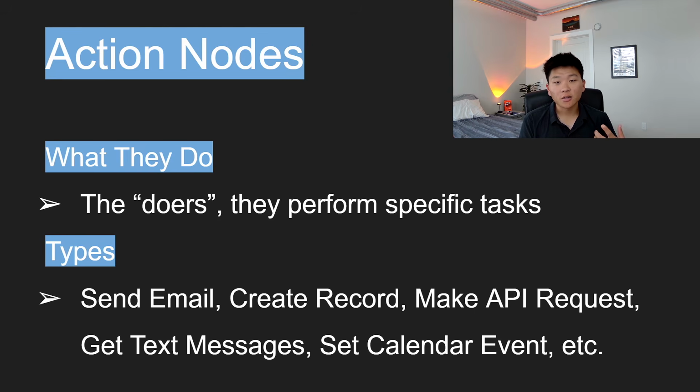Next, we've got action nodes. These are the actual doers. They're going to perform a very specific task within your workflow. So it's like an assembly line. This guy is going to put the present in the box. This guy's going to wrap the present. This guy's going to put the bow on the present, all that sort of stuff. But they can do different things like send email, create a record, make an API request. They can get a text message. They can set your calendar. Almost anything that you could do on your computer or your phone manually, you could have some sort of action node to do this thing.